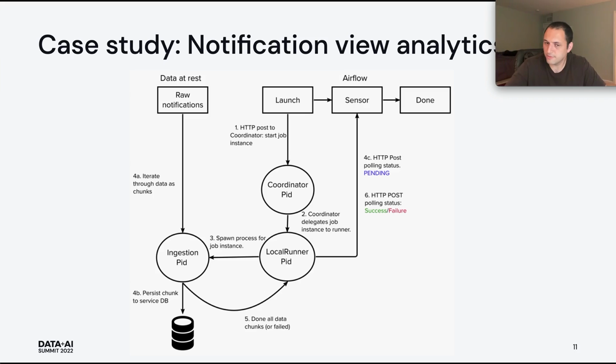And the scheduled job framework facilitates that. So here's a more detailed view of how the scheduled job framework comes into place for this particular case study. So we have data at rest. Number one, we do an HTTP post. The Airflow job will launch. We would say, we want to start this job for the day.